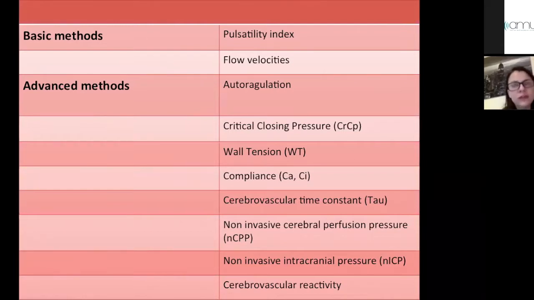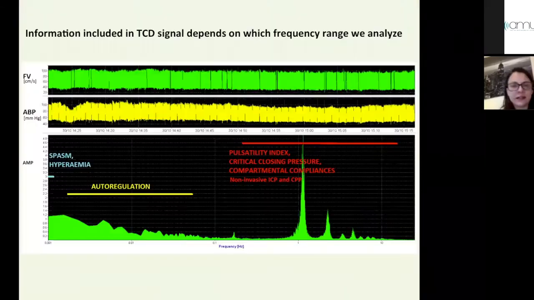We are going to go through them very quickly because they are more engineering than clinical, but I think it's important to know as well that they exist. So the information which is included in the TCD signal depends on which frequency range we analyze. So we have, for example, a low frequency range, which gives us information about the spasm, hyperemia, autoregulation, and we have a high frequency range that we can analyze and will give us information about pulsatility index, critical closing pressure, non-invasive CPP and ICP, and the cerebral compliance.